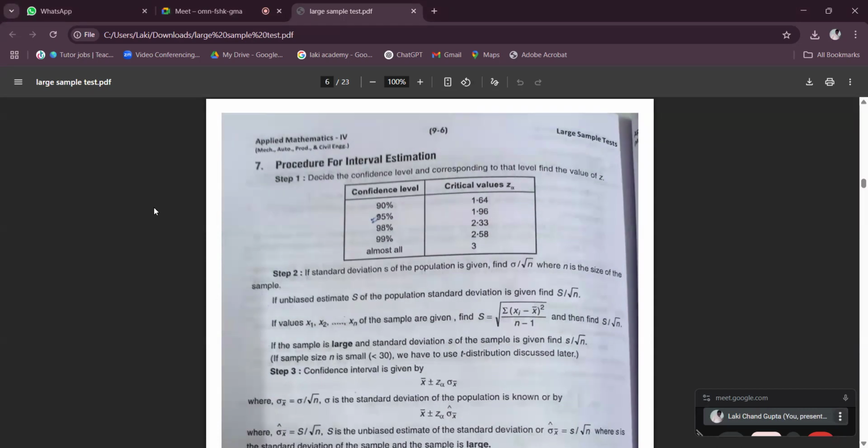So when we use large sample testing, when the number of samples is greater than 30.